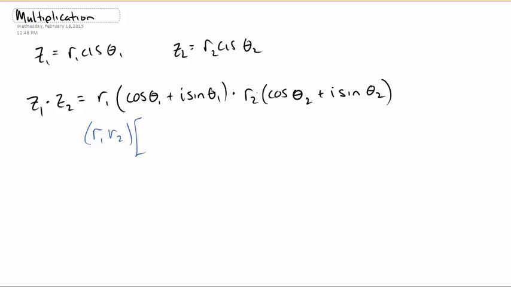times, well, these are two binomials that we're multiplying. So let's go ahead and FOIL. Cosine theta 1 cosine theta 2 plus i times cosine theta 1 sine theta 2 plus i sine theta 1 cosine theta 2 plus i squared sine theta 1 sine theta 2.